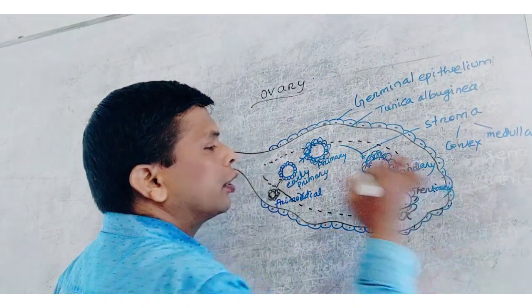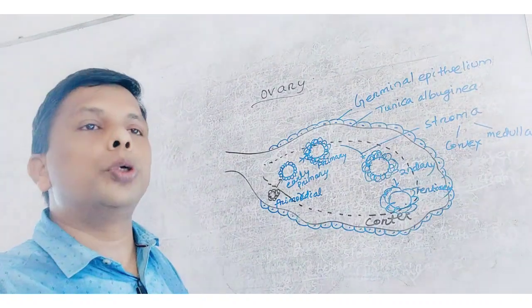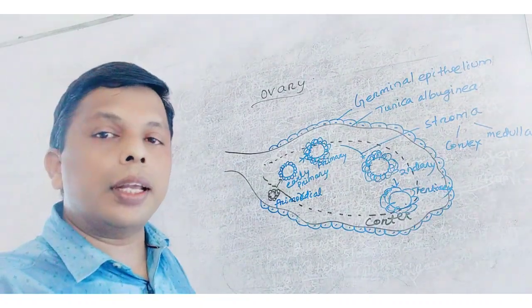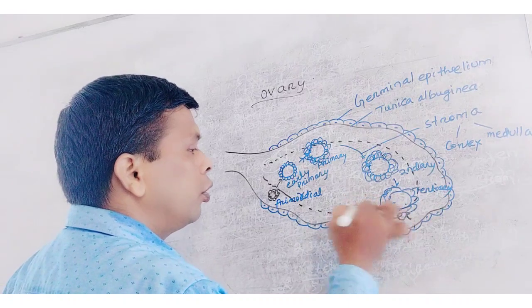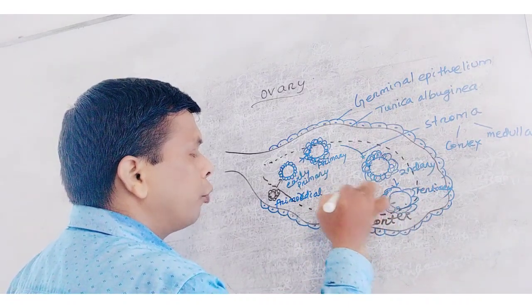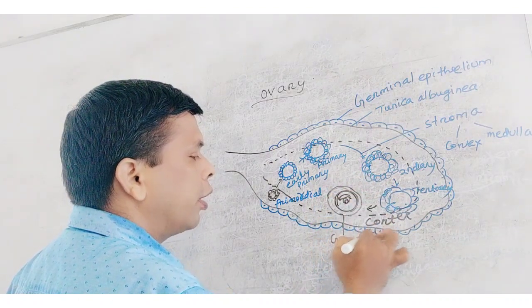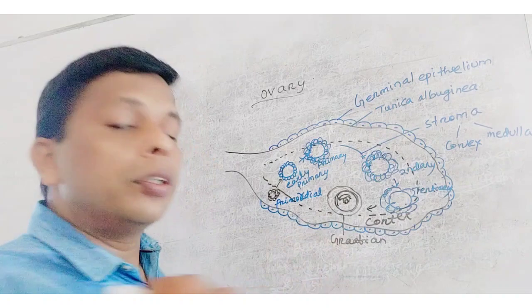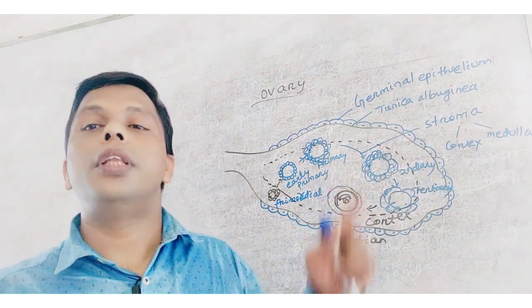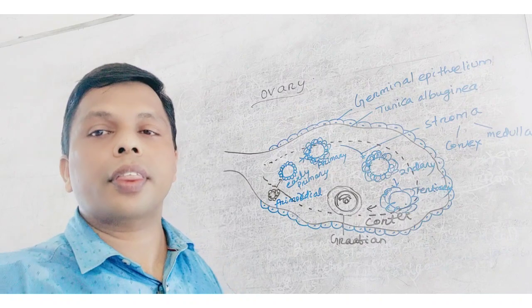Tertiary follicle. The tertiary follicle gives rise to the matured follicle, that is the Graafian follicle. This is Graafian. And today we will discuss the detailed structure of this follicle. Remember.